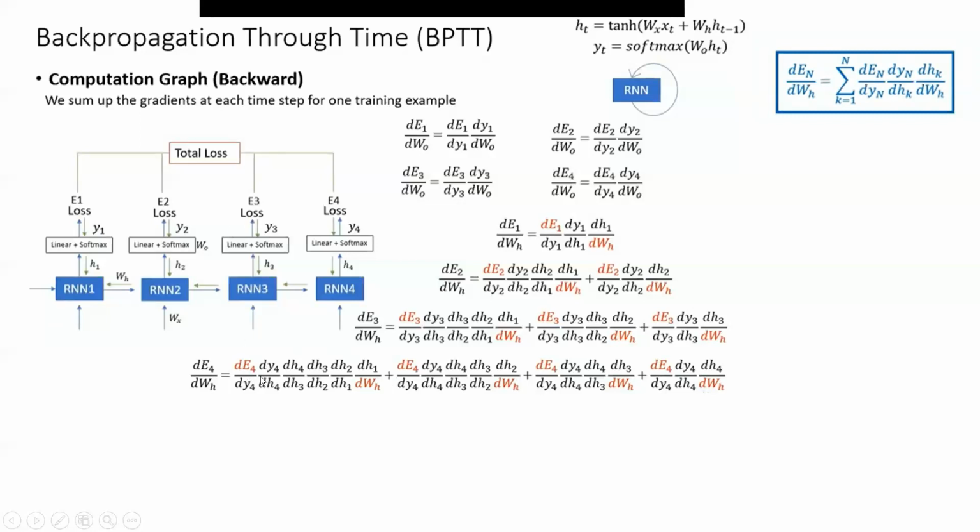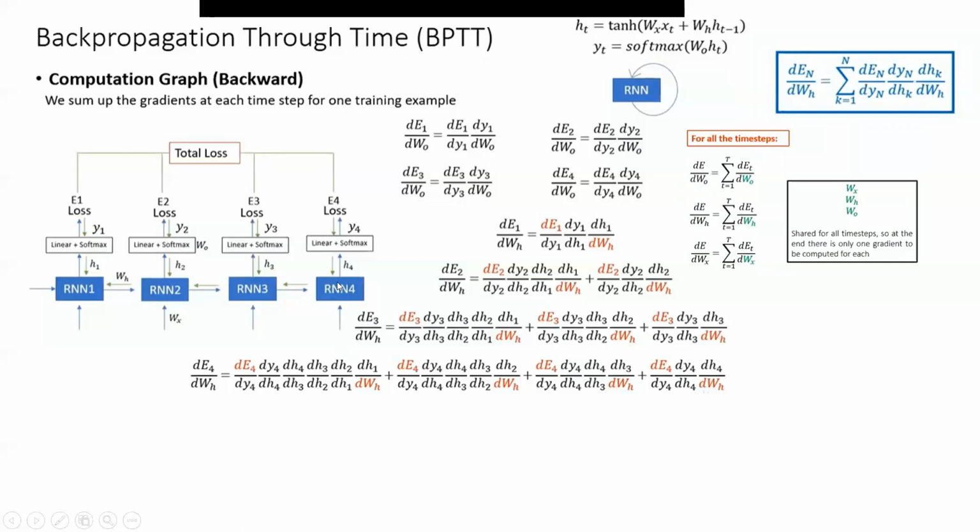So if I just need to explain this, E4 with respect to Y4, and Y4 with respect to H4, S4 with respect to S3, S3 with respect to S2, S2 with respect to H1, right? So this is this one, and now plus E4 with respect to Y4, Y4 with respect to H4, H4 with respect to S3, S3 with respect to S2, and S2 with respect to WH. Again, plus this with respect to H1 and H4 with respect to H1. That's why it needs to be calculated.